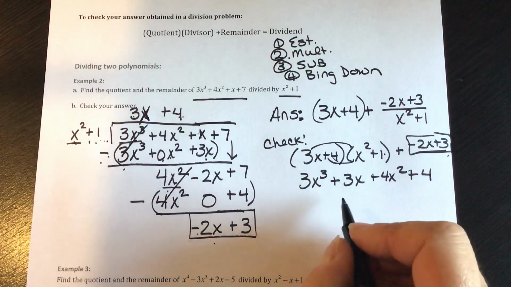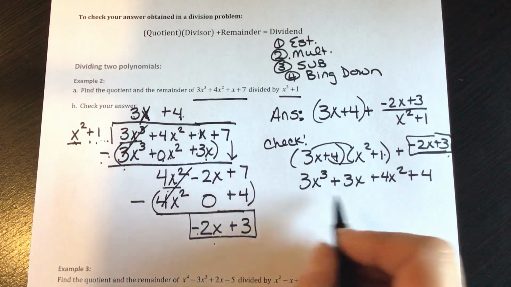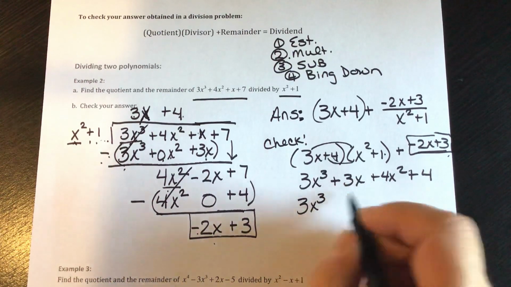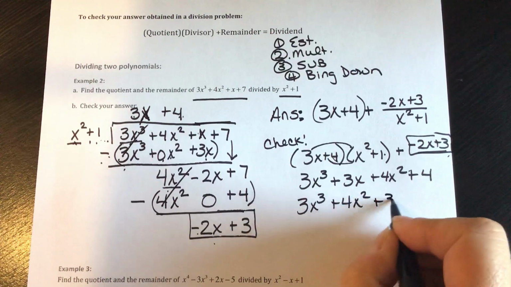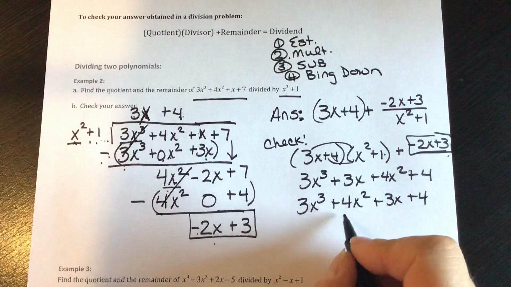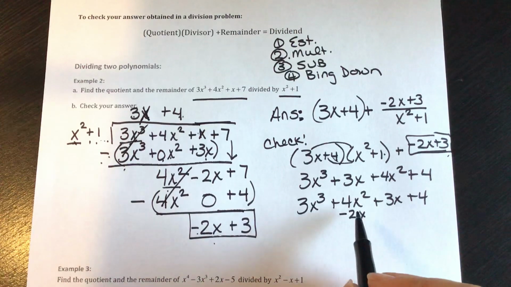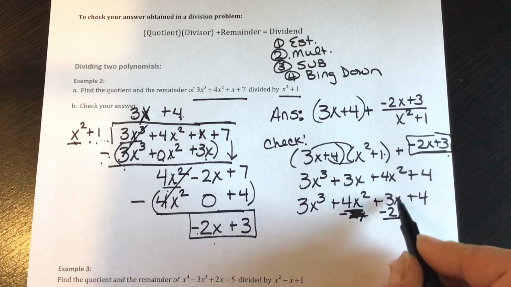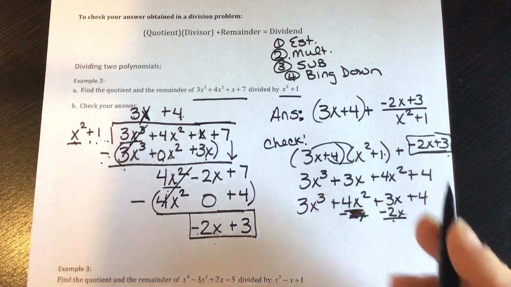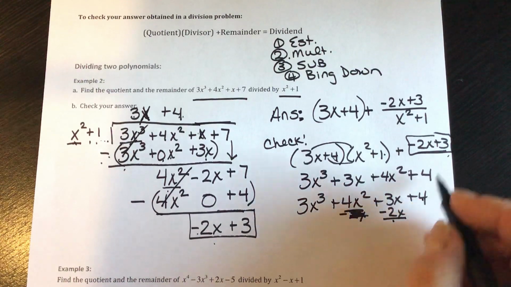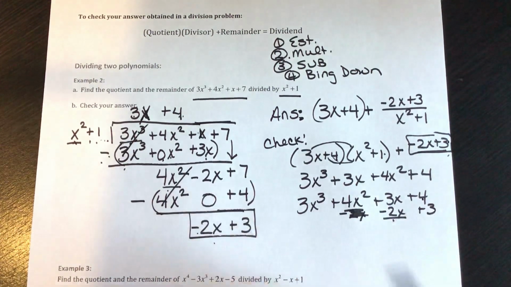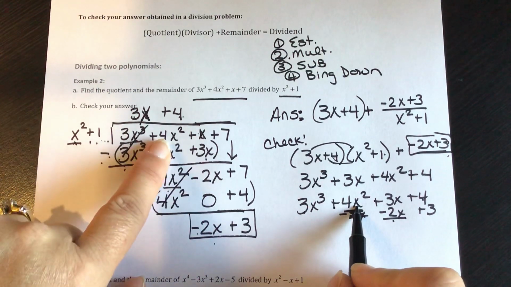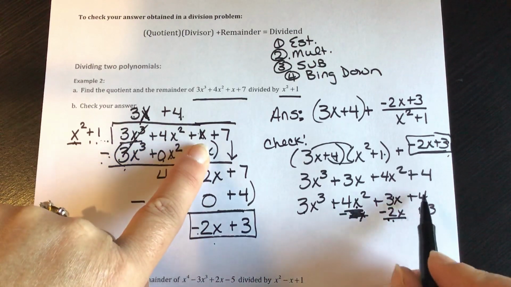And then I'm going to put this in order of exponents going down, so I'm going to have 3x to the third plus 4x squared plus 3x plus 4. And I'm going to subtract 2x here. Oops, sorry. Subtract 2x here. And 3x minus 2x is 1x. And then 4 plus 3, I'm going to add 3 here, will give me 7. So 3x to the third plus 4x squared, 3 minus 2 is 1x, and 4 plus 3 is 7.